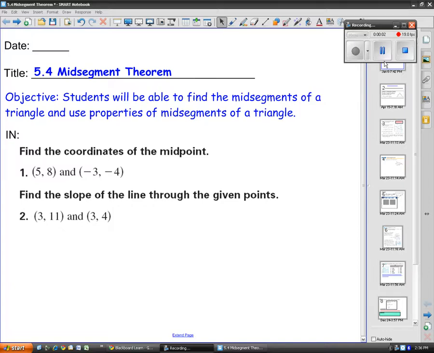Welcome to our webinar on midsegments, the 5.4 midsegment theorem of triangles.